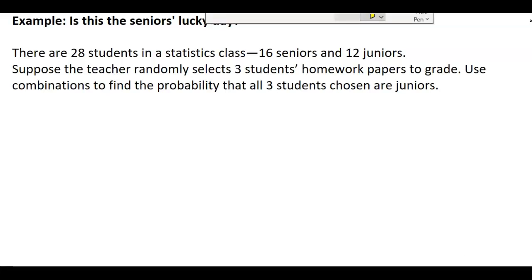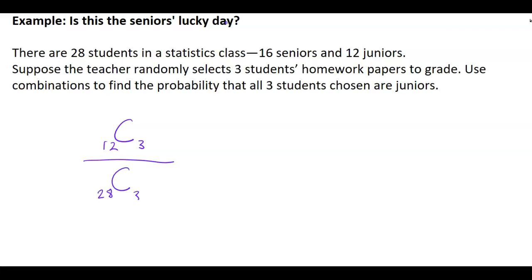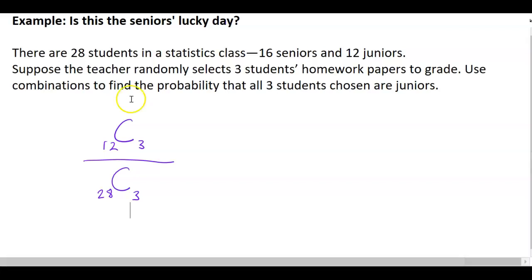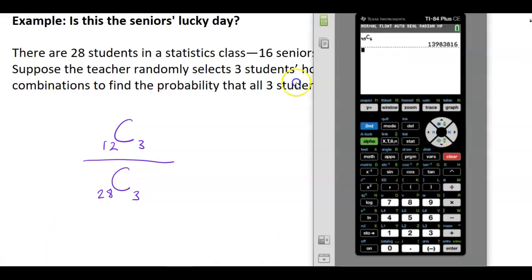Okay, so we need to know how many different ways can I choose 3 juniors out of 12, and then I'm going to divide that by how many ways can I choose 3 students out of all 28. So let's get our calculator going here. I'm going to go to math, over to probability, and pick number 3. And on top I have 12 C 3. When you're using your calculator, make sure you arrow out of the subscript, okay?